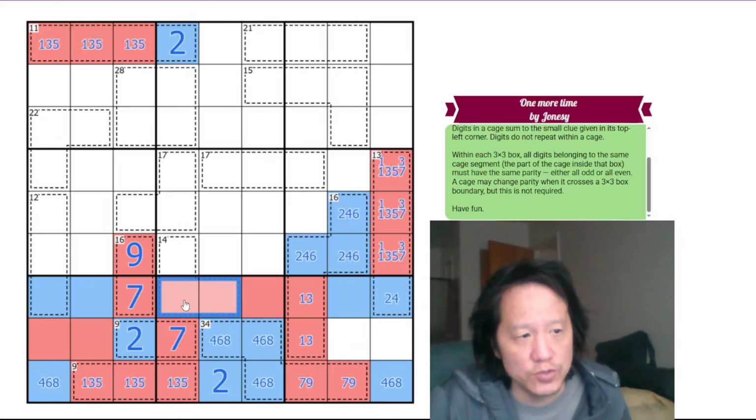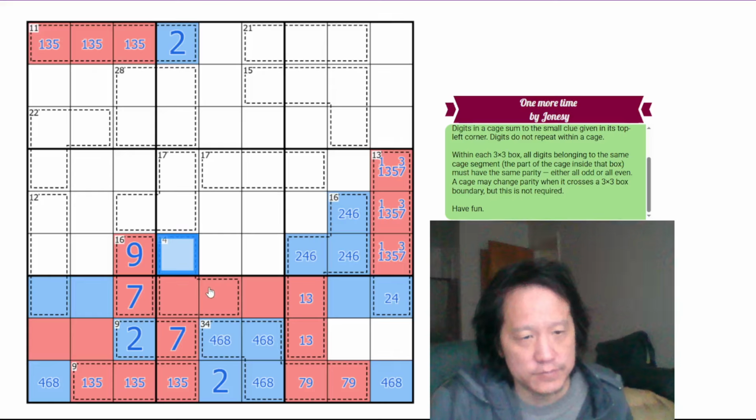This is 7, which makes this not 7, that's 9. These are 2 odd digits that add up to an even digit. So therefore, this must be even then also. These two are even.